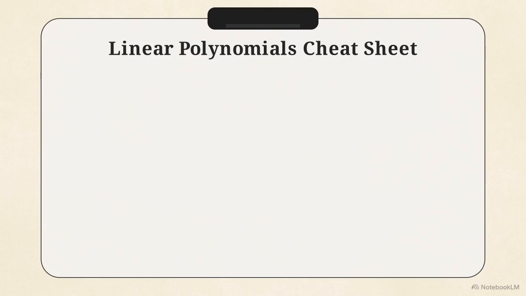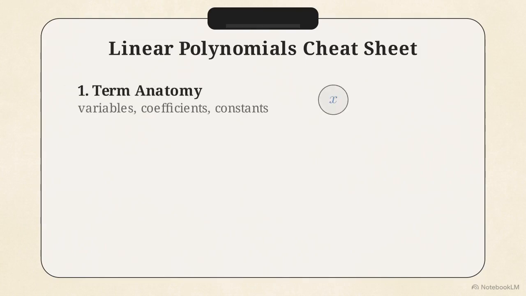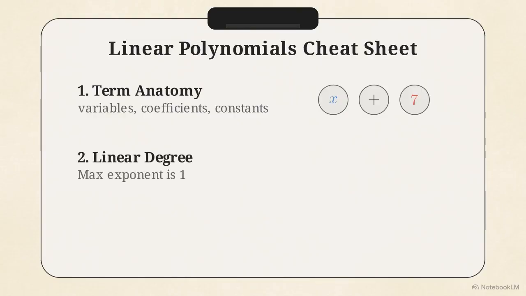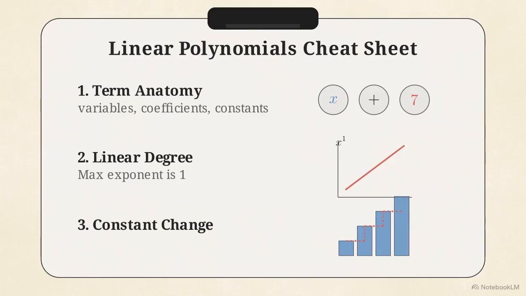Let's lock in the core rules. An algebraic expression is built from terms, which contain variables representing unknowns, coefficients multiplying those variables, and fixed constants. The degree of a univariate polynomial is determined by its highest exponent. A degree of 1 means it's linear, while a standalone constant is technically a polynomial of degree 0. Understanding linear polynomials gives us the mathematical tools to recognize constant growth patterns in the real world, frame them as predictable rules, and solve for exactly what we need.